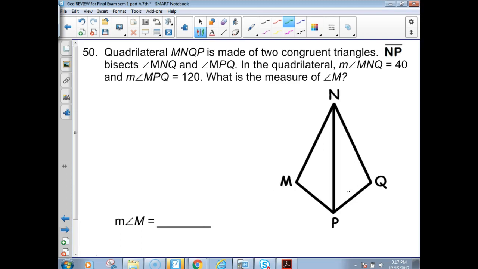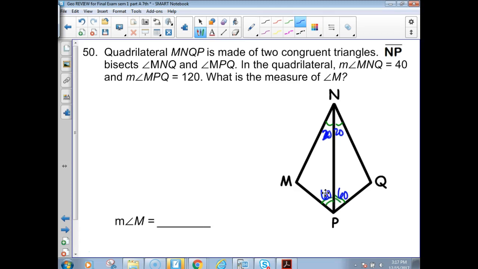(50), you got a quadrilateral MNQP that is made of two congruent triangles. NP, that segment in the middle, bisects angle MNQ, which is up here at the top, so these are going to be equal. And it bisects MPQ, which is the angle at the bottom, so these are going to be equal. It says if MNQ is 40, that's the whole thing up here, how big would each of these be then? Yeah, half of 40, 20 each. And then it says if MPQ was 120, even though it doesn't look like it, then each of these would be 60, half of 120.